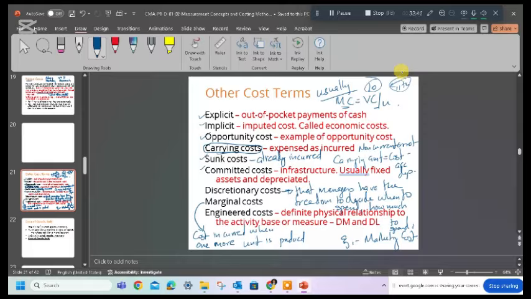Last one in this slide, engineered cost. Basically material and labor together, you call it engineered cost. It has a definite physical relationship to the activity base or measure. That means for each table, I can take it one by one and say this table has cost this much material and this much labor. Each shirt, I can say this much fabric, this much labor. That's engineered cost. Overheads might be difficult to say like that, but for material and labor we can.